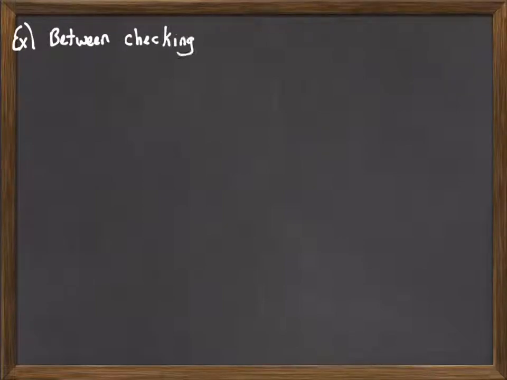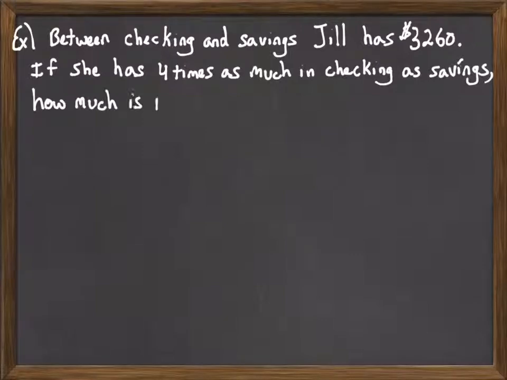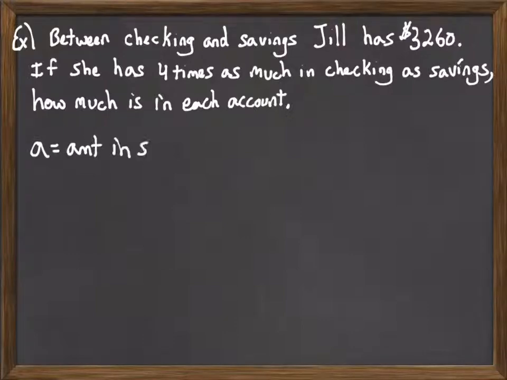Let's consider the following problem. Between checking and savings, Jill has $3,260. We're told that she has 4 times as much in checking as savings, and we'd like to figure out how much is in each account. So, step 1, we look for what we don't know. In this case, we don't know checking and we don't know savings, so we can let variables represent those amounts. I'll choose A for amount in savings because my S's and 5's look way too much alike. C for the amount in checking.